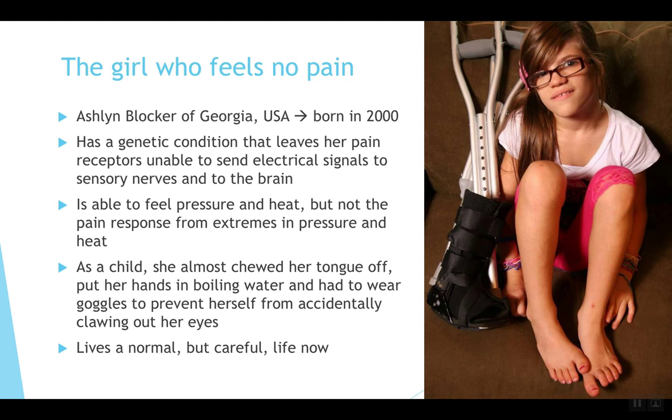Some people do have disorders that can affect them severely. So this girl, Ashlyn Blocker of Georgia, is unable to feel any pain. Her pain receptors do exist, but they can't send electrical signals to her sensory nerves, and therefore she doesn't feel the pain. She can feel pressure, she can feel heat, but she doesn't get a pain response in response to heat. It's really dangerous. It means, you know, when she was a small child, she ended up putting her hand in boiling water. She could feel that it was hot, but it didn't hurt her.